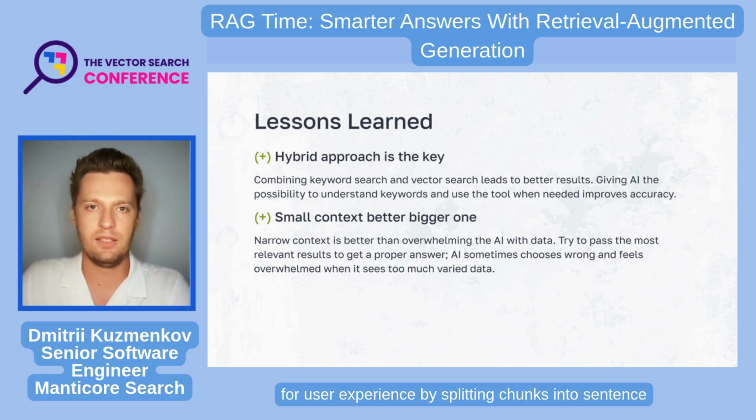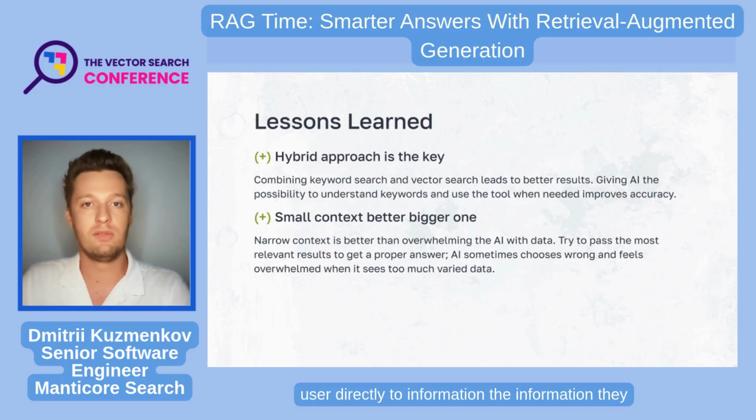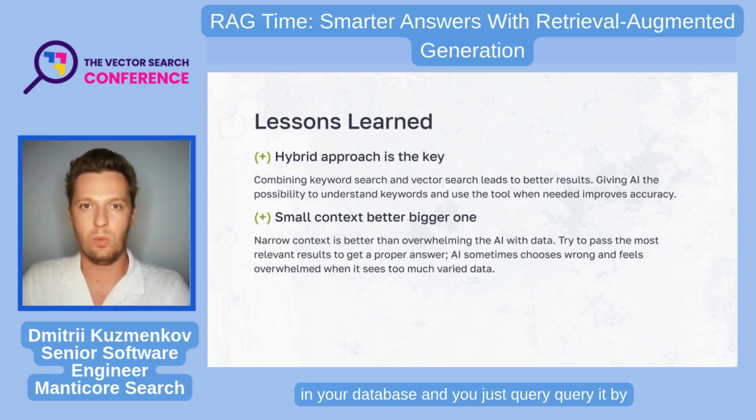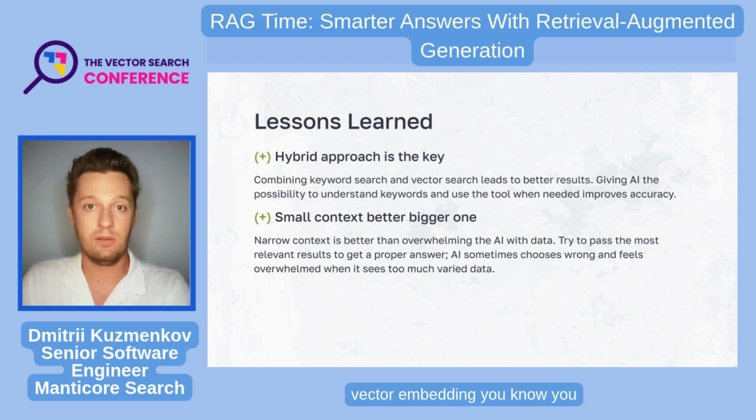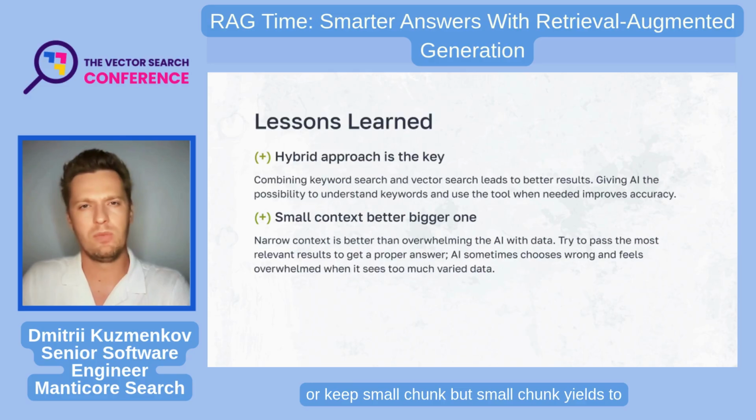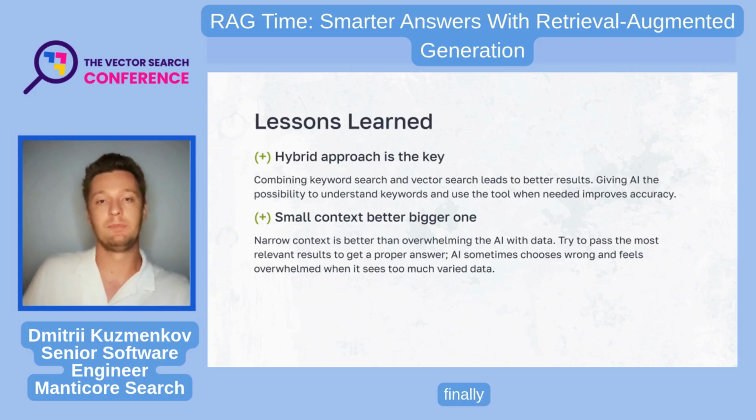By splitting chunks into sentences and identifying the most relevant ones, you can guide the user directly to the information they need. If you store a huge amount of chunks in your database and you just query it by vector embedding, you also need to highlight exactly what the user is looking for. Otherwise, you need to show a very big chunk or keep a small chunk, but a small chunk yields bad results. Remember this.